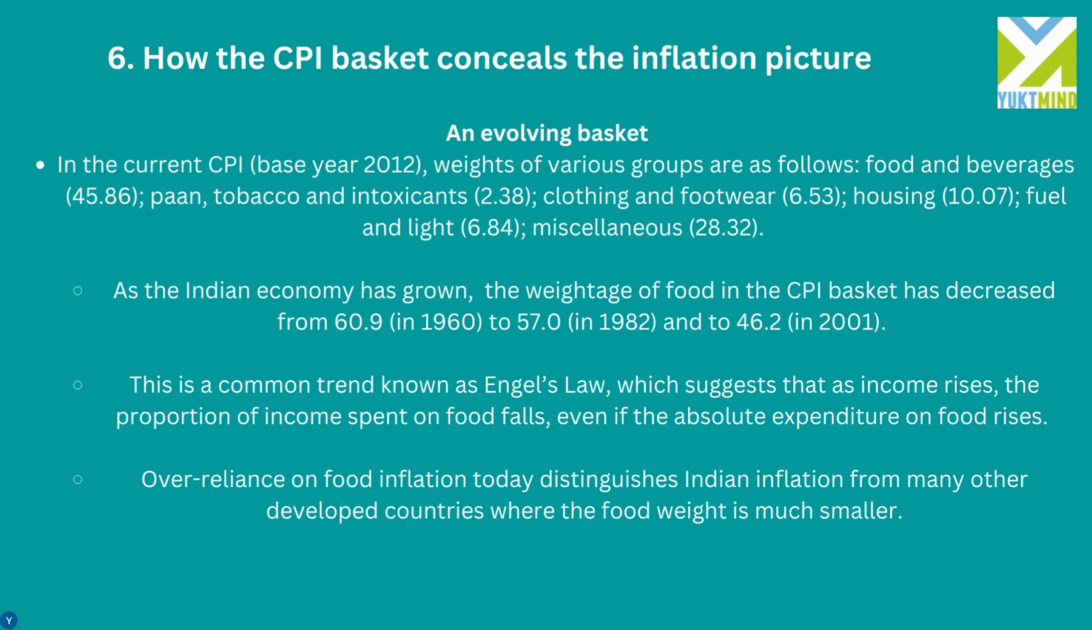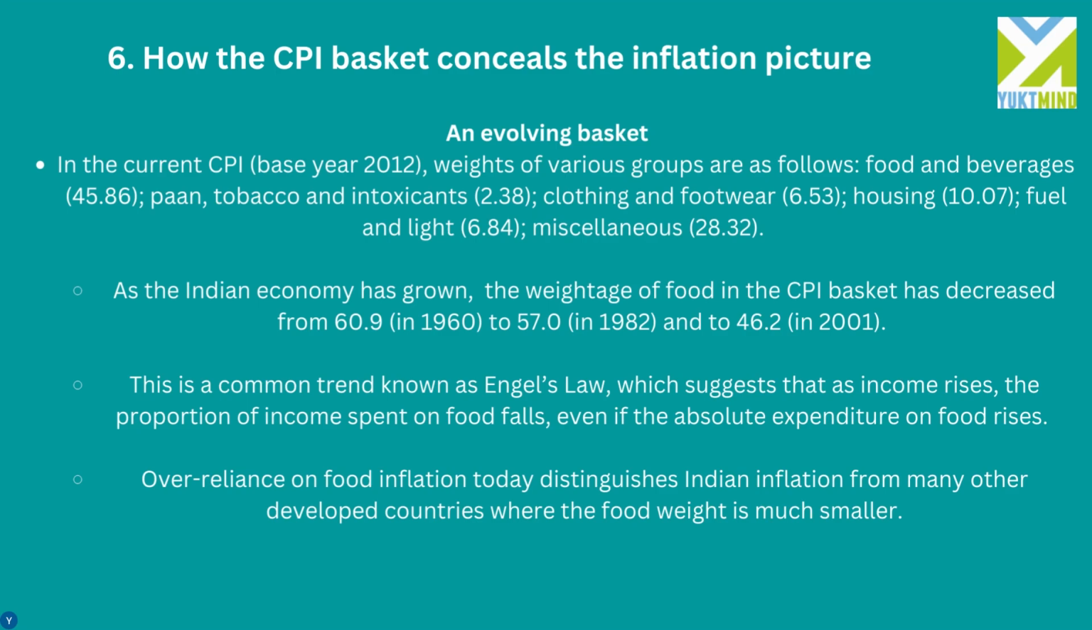Food and beverages first, that is 45.86%. Second is housing, about 10%. Third is fuel and light, 6.84%. Fourth is clothing and footwear, about 6.53%. And last is pan, tobacco and intoxicants, 2.38%. This excludes the miscellaneous, 28%.